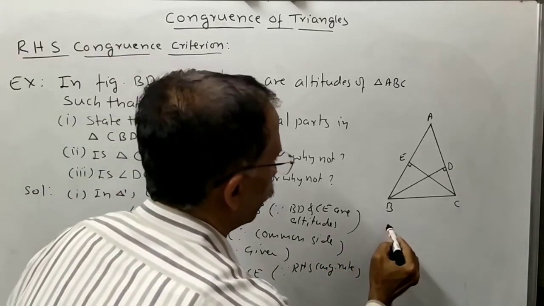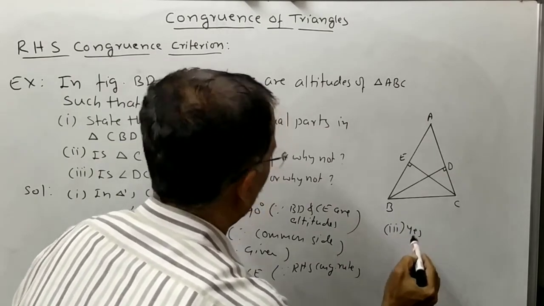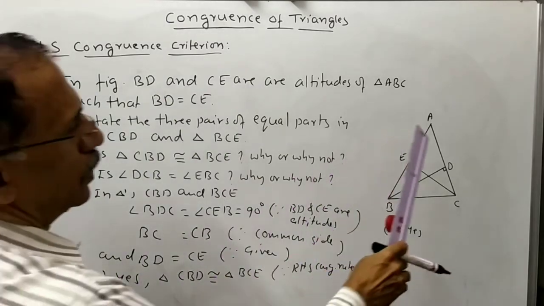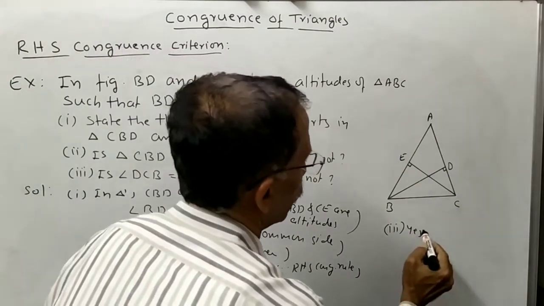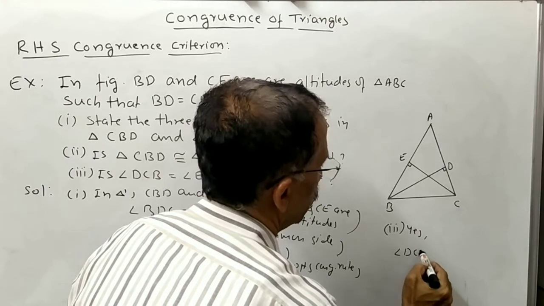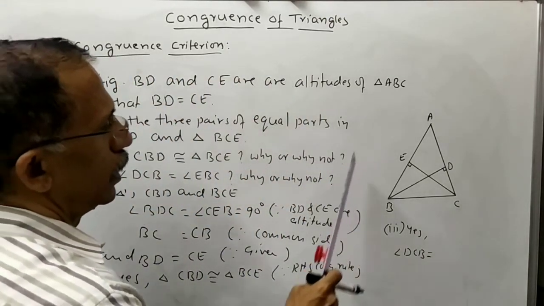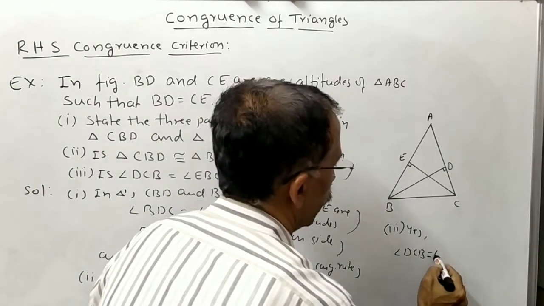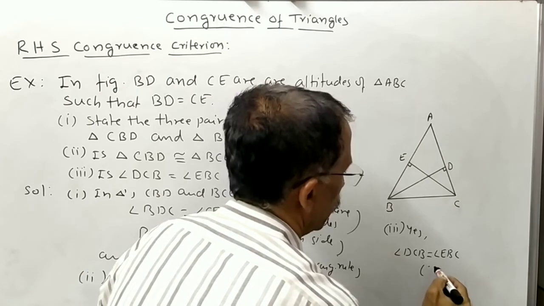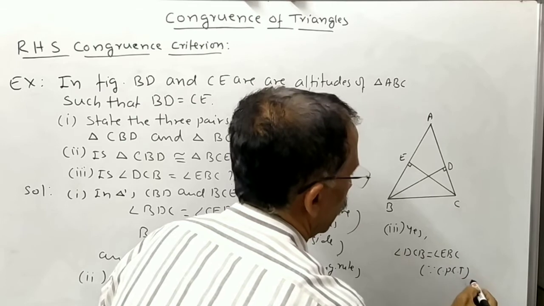Third one, yes, angle DCB is equal to angle EBC. What is the reason? Corresponding parts of congruent triangles.